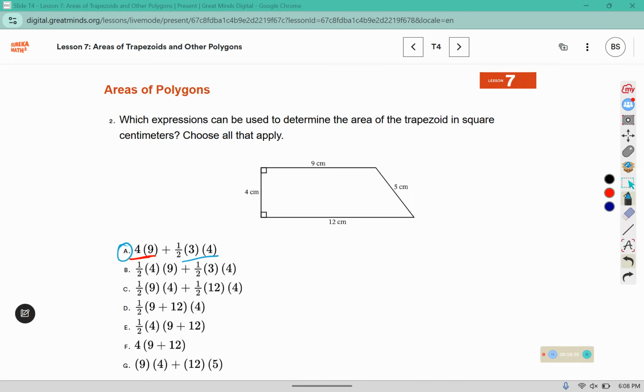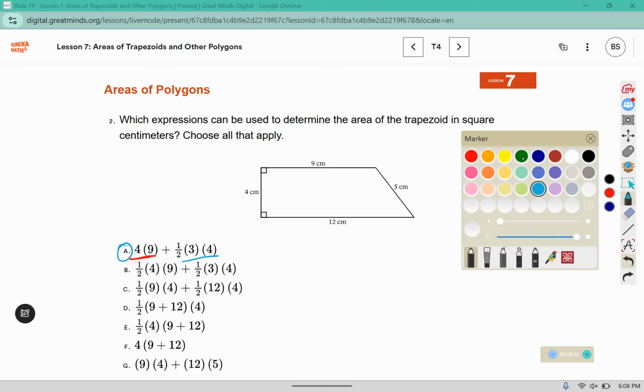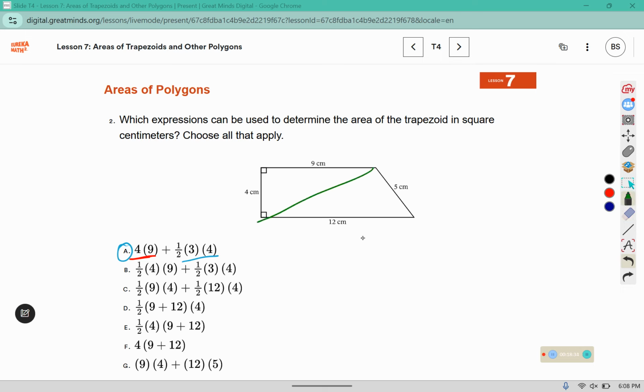If we use the method where we cut it into two triangles, we have a triangle that is 12 by 4 tall, and a triangle on the top that is 9 by 4. I see this represented in C.